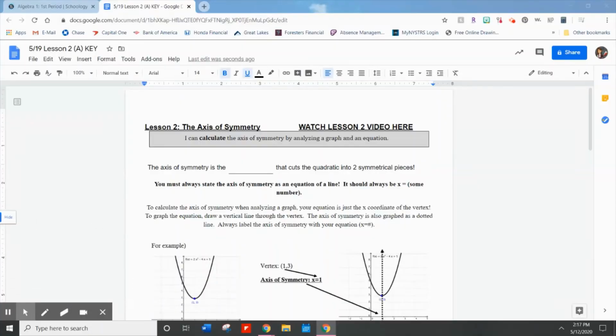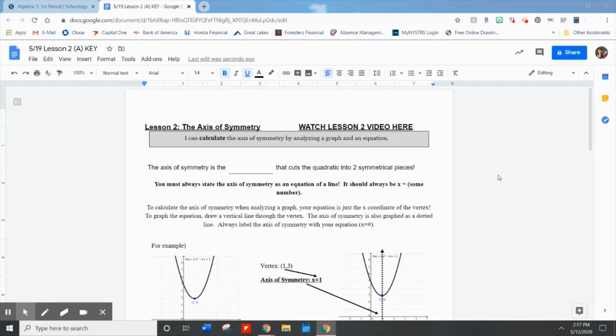Hi everyone, today we are working on lesson 2, the axis of symmetry. The axis of symmetry is a line that cuts the parabola into two symmetrical pieces. So we're going to learn how to find that by looking at a graph and also by looking at an equation. All right, so today we're on lesson 2, the axis of symmetry.